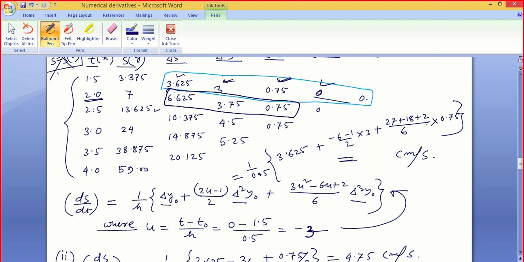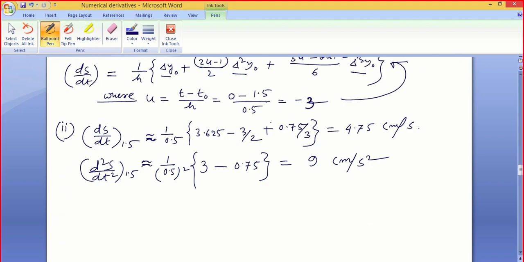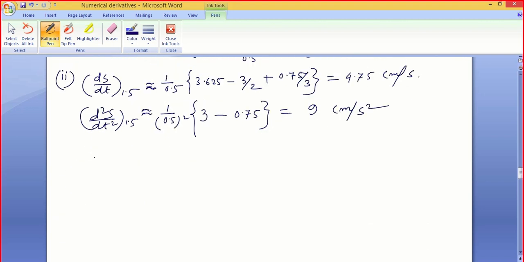Okay. Only these 3 points will help you to calculate velocity and acceleration at least. Okay, 6.625, 3.75 and 0.75. So ds by dt at 2.0. If I use equals, that means numerically equals, but practically it is approximate.